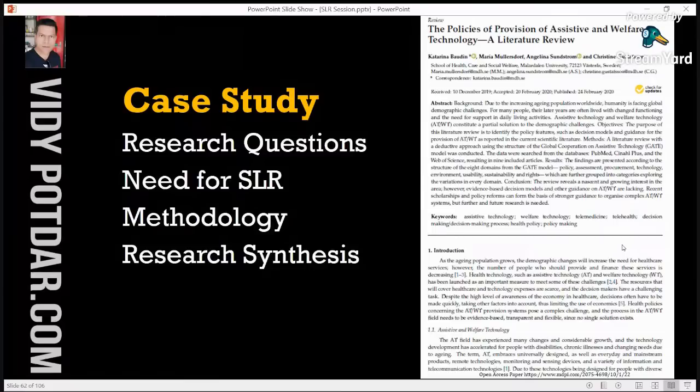So for this, I have selected this paper. The title is "The Policies of Provision of Assistive and Welfare Technology, a Literature Review." In this paper, I will show you 4 things: research questions, how they have written the section that shows the need for doing a SLR, the methodology, and their research synthesis.